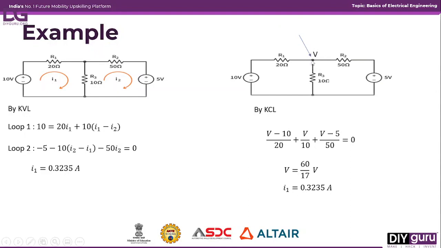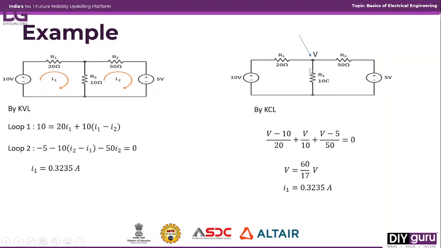Now apply the KCL here. What is the current coming into this node? Let us consider the current coming is (V minus 10) by 20, because current is voltage by resistance. So we'll get (V minus 10) voltage divided by 20. What is the current flowing through this R3? Voltage divided by resistance, V by 10, plus, what is the current flowing in this element, (V minus 5) divided by 50, is equal to 0.